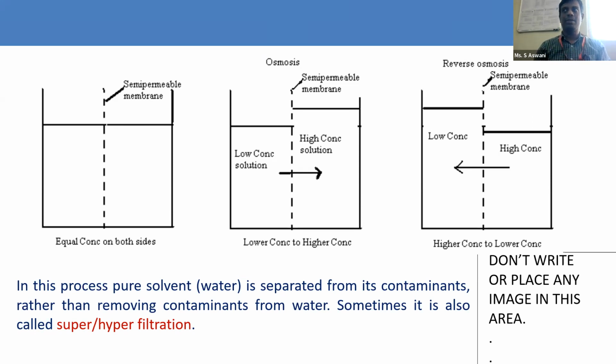And in the reverse osmosis method, what is the reverse? Reverse means we are applying some external pressure. When we apply external pressure on the higher concentration side, then the permeable membrane allows some of the ions to transfer from higher concentration to lower concentration. This principle is involved in the water desalination process. That's why this technique is also called super and hyper filtration process.